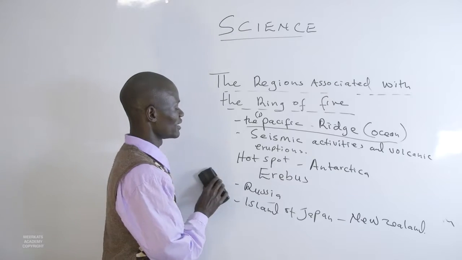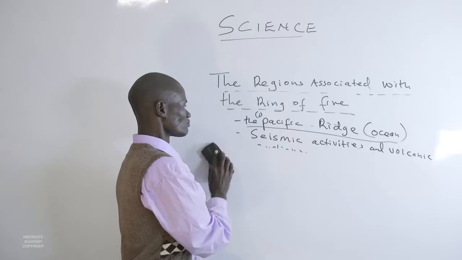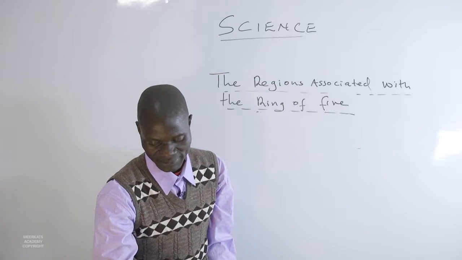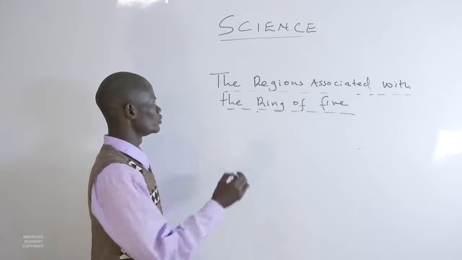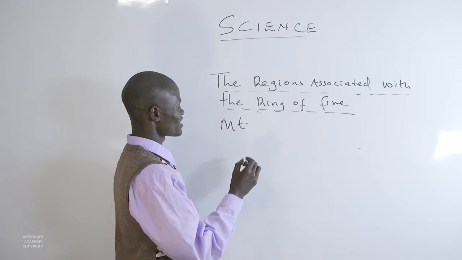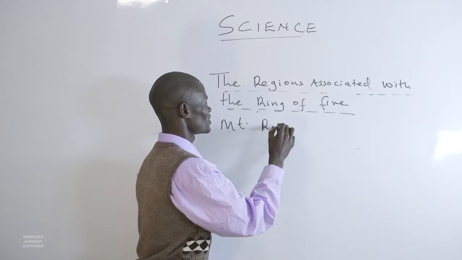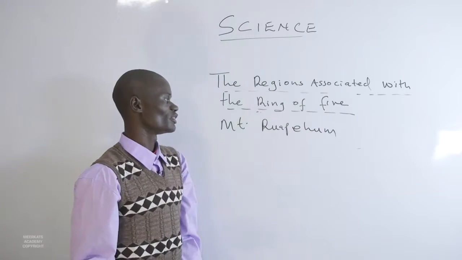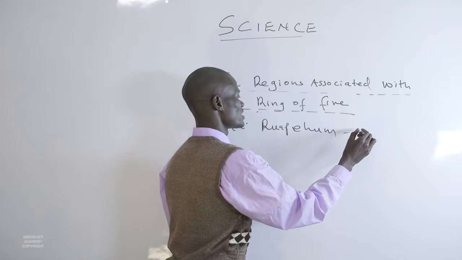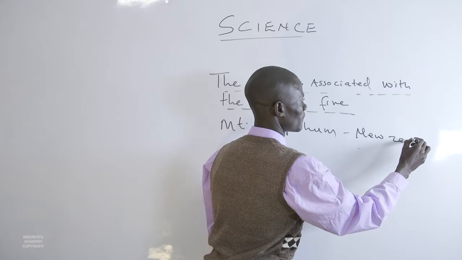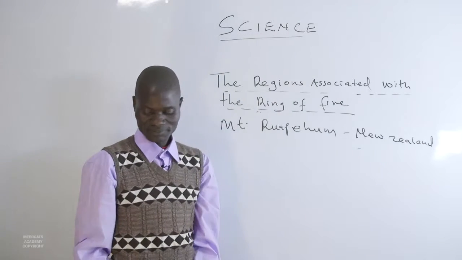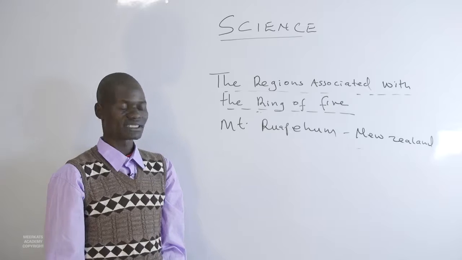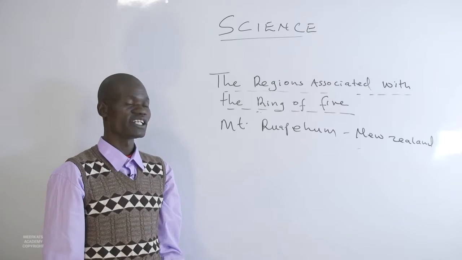Let's look at another area. We are still exploring the regions that are associated with the Ring of Fire. Let us look at Mount... There is this mountain. I will just write the name here so that we get the spelling. We have Mount Ruapehu that is found in New Zealand. This mountain is one of the most active volcanoes found in New Zealand.